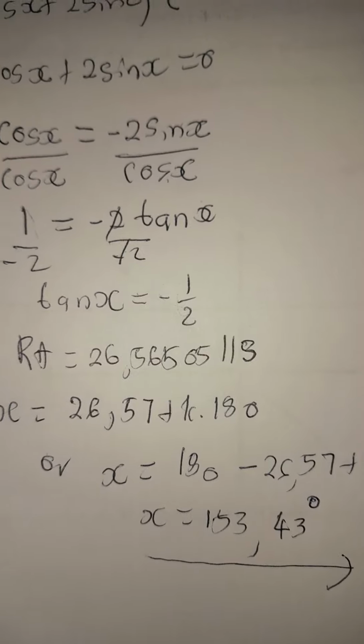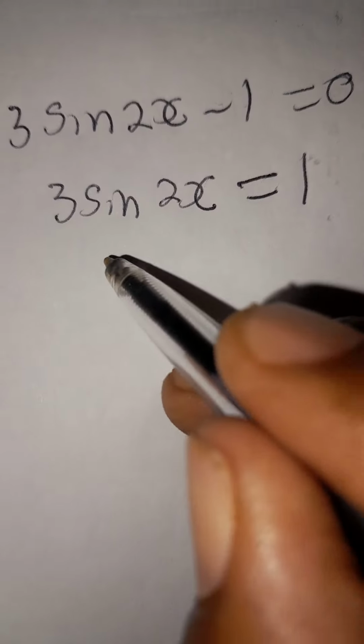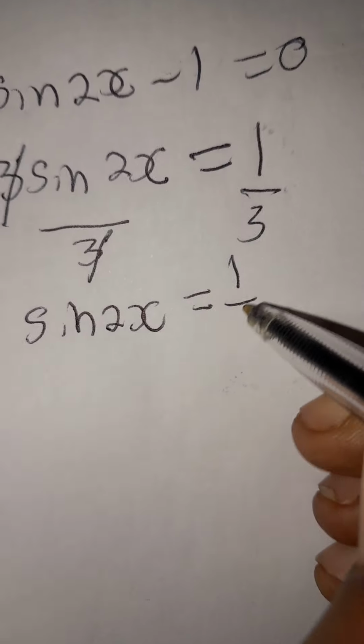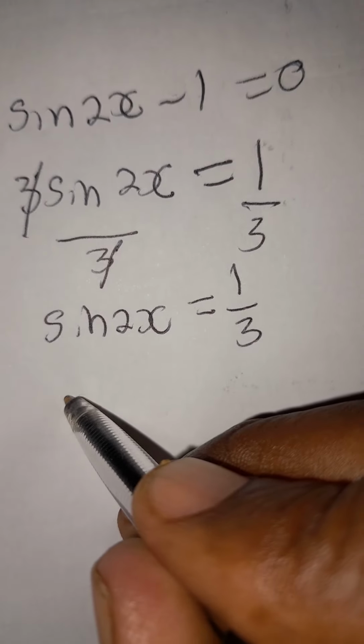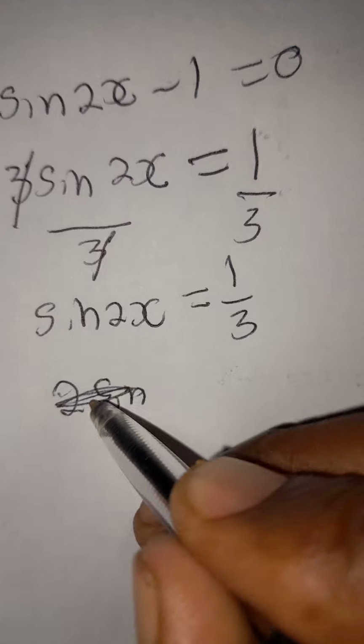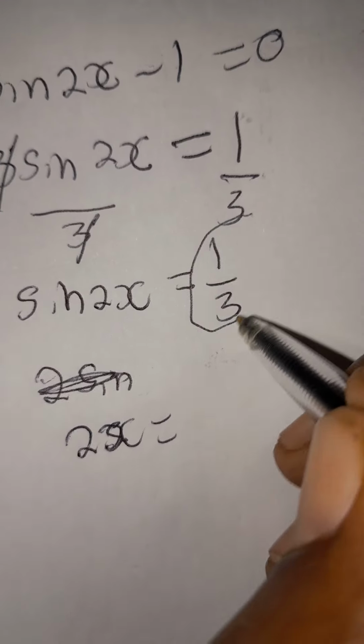So let's go to the second one. For the second one, guys, remember that we have 3 sine 2x minus 1 equated to 0. So the aim here is to take negative 1 to the other side, it becomes positive 1. You will then divide both sides by 3. This and this cancel. So we are having sine 2x equals 1 over 3. Remember, when you're given in this manner, 2x is equal to the reference of this.